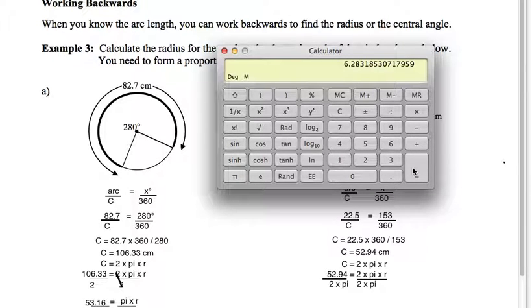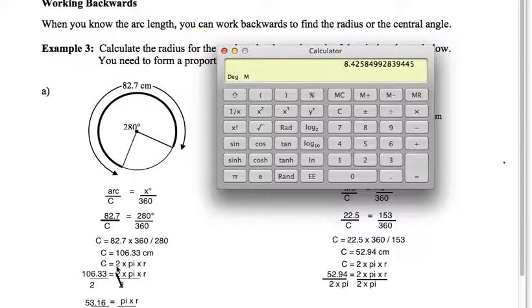It's that. So then I say to myself, okay, let me do the memory divided by, I guess it's gone now, 2 times pi. And it gives me 8.43 centimeters. Okay, so that's a little way you can do it faster.